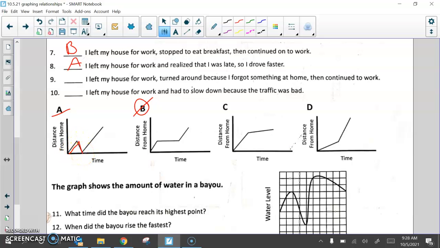You're going back home. This right here is home. No, I put it in the wrong spot. So that was number 9. Number 9 had to be A. Okay, then I have that I left my house for work and had to slow down. So now I'm at C or D. So you're driving and then you're slowing down. And the other one says you're driving and then you drove faster. So remember, faster is going to be a steeper slope. So faster has to be D and slower has to be C.